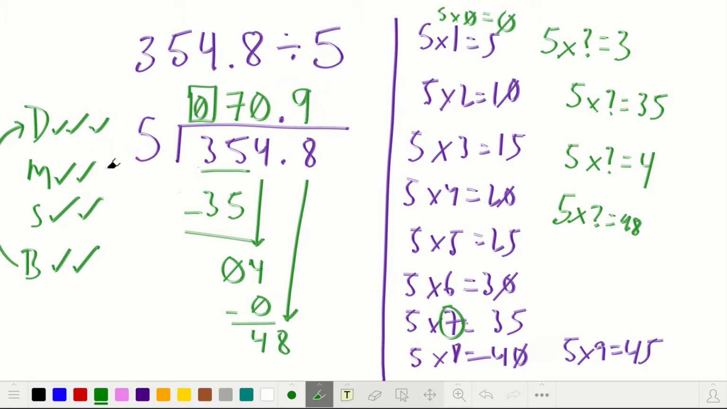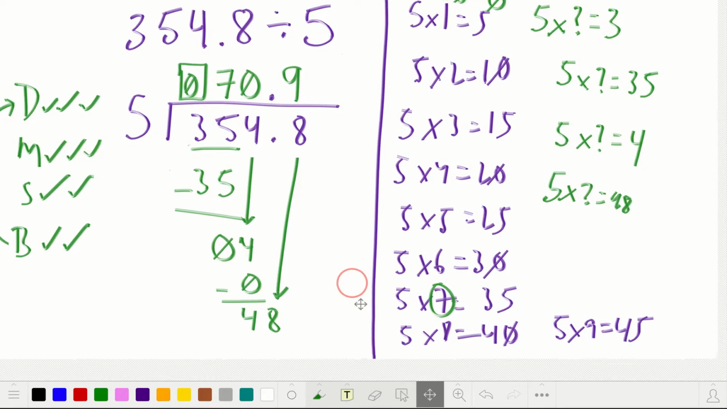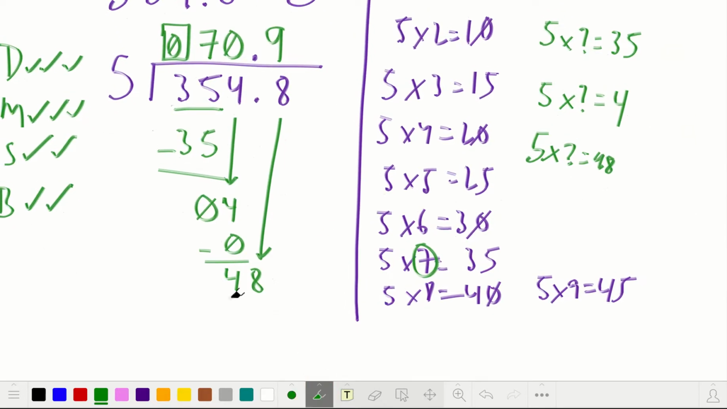That's division. Then I'm going to multiply. 5 times 9 is 45. And I'm running out of space here, so I'm going to slide this down a little bit. And then I'm going to subtract. 48 take away 45 is 3. Then I'm going to bring down, wait, there's nothing left to bring down.